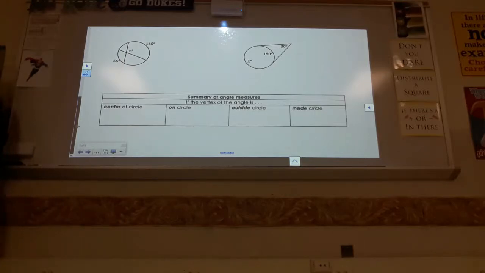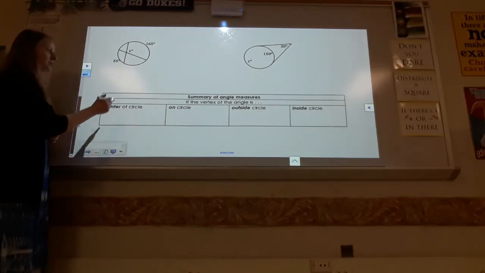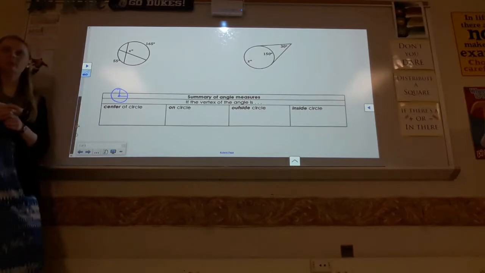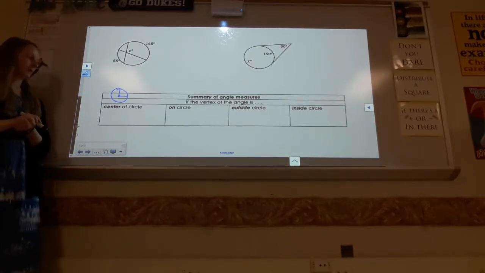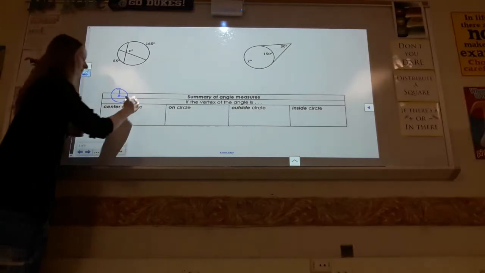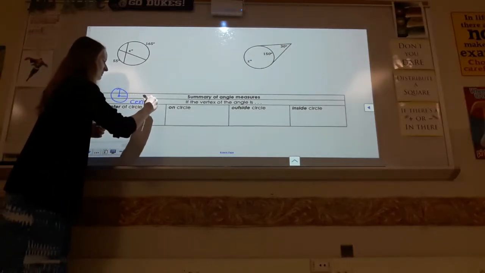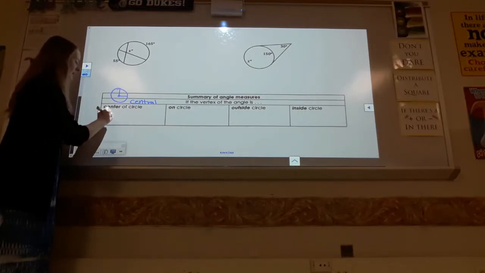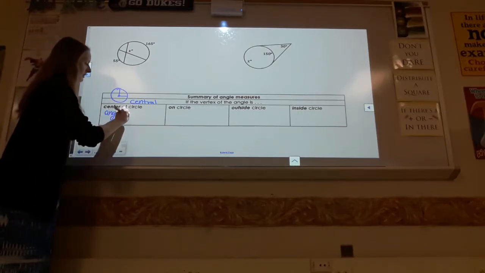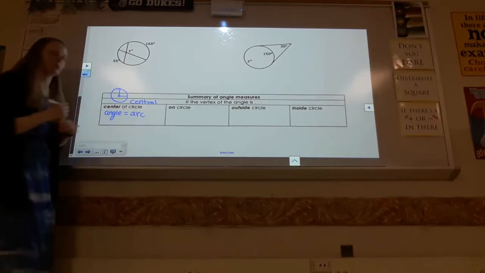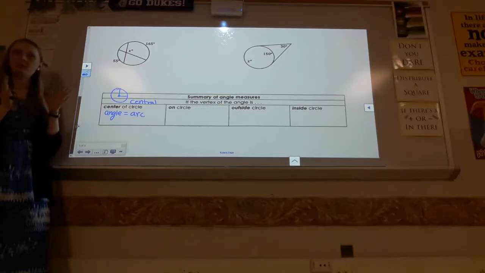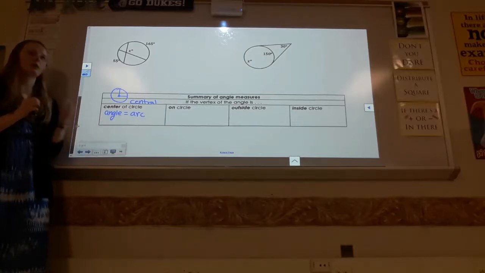The first one, what happens if the vertex, and I'll draw a little picture above, right? What happens when the vertex of your angle is at the circle? How would you solve? Right, correct. It is a central angle. So how would you solve for it though? What's our little rule? So the angle equals the arc. That's our rule. If the vertex of the angle is on the center, it's coming from the center, it's a central angle, the angle is equal to the arc.